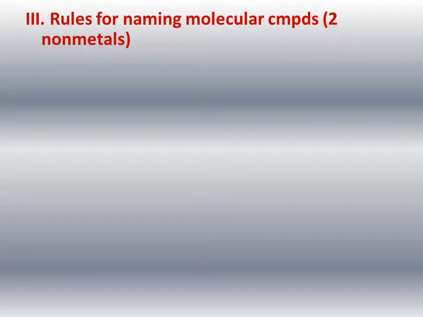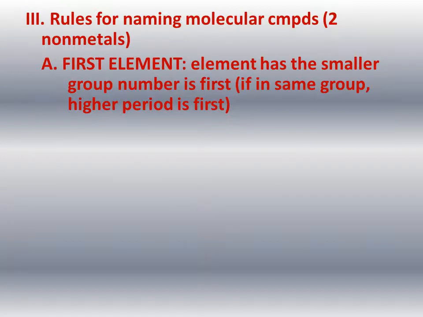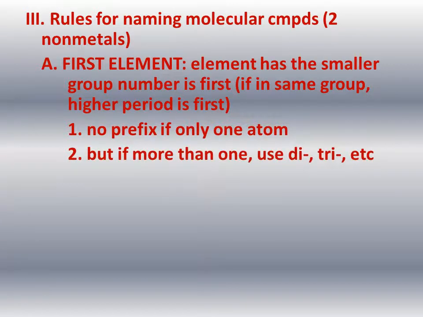Rules for naming molecular compounds, two nonmetals. The first element is the one with the smaller group number. If they're in the same group, the higher period goes first. I'm just going to tell you this; I'm never going to switch these up. So when you go to name them, you just name the first element. If there's only one atom in the first element, you don't need a prefix. But if there's more than one atom in the first element, then we use di, tri.